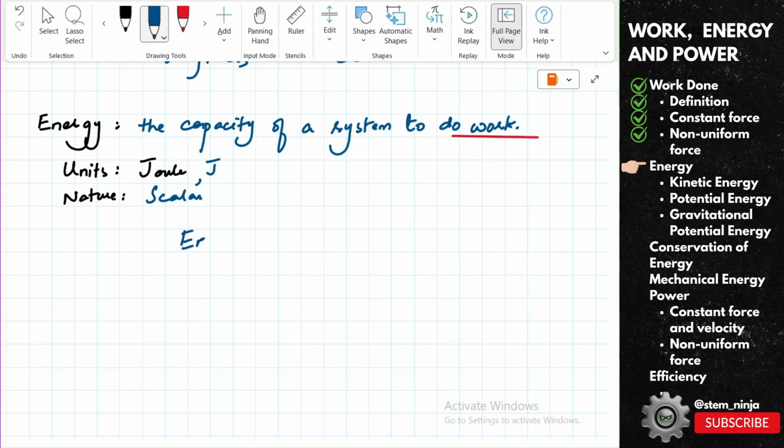So energy transferred or transformed, either way, this is related to work done. And we're talking about mechanical work done. However, there are other changes in energy also.